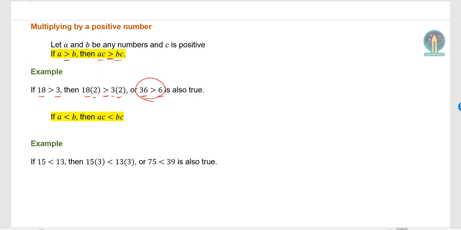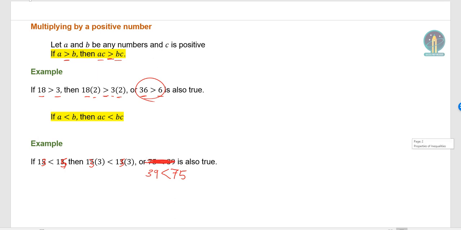And again, if A is less than B, then AC is less than BC. Again, so 15 less than 13. Actually, no, this is a typo. So if 13 is less than 15, right? Then 13 times 3 is less than 15 times 3. Okay? So 39 is less than 45. Okay? This was a typo.